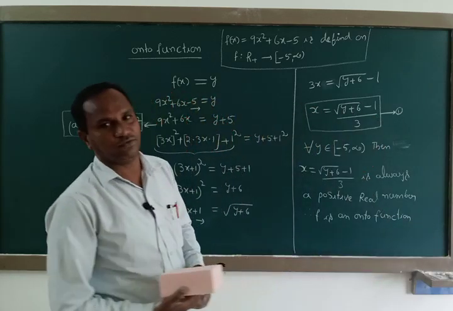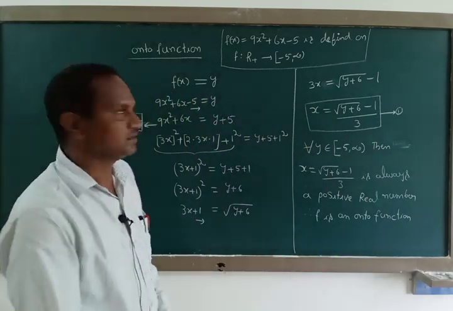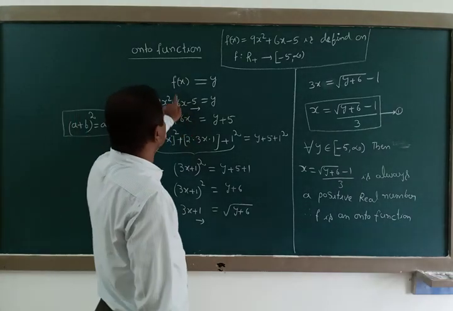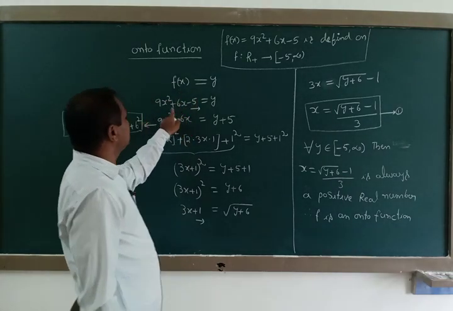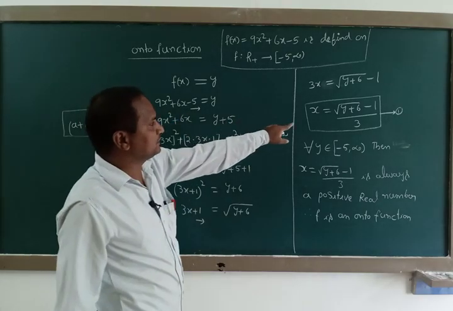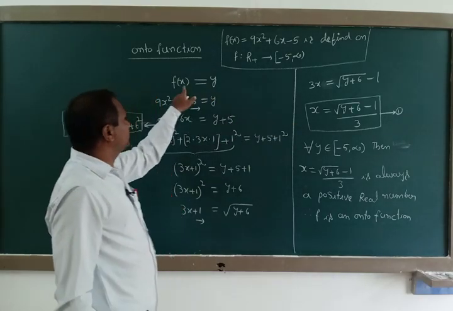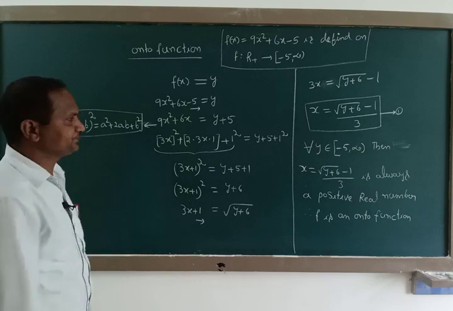Afterwards, we have to give verification for this also. Verification means you consider f of x is equal to this function. Instead of x, you put that x value, and finally you should get f of x equal to y here.